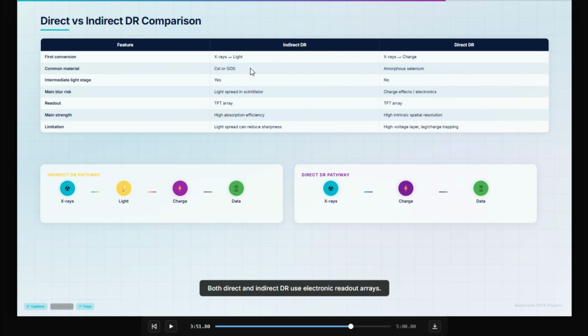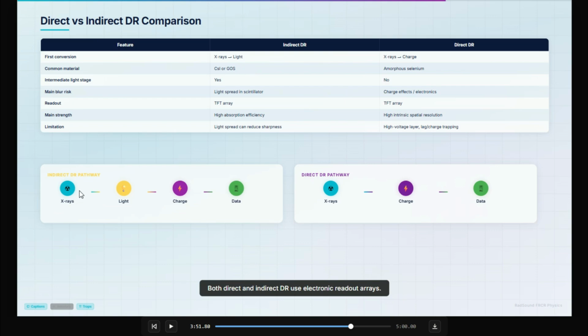So the main strengths: the indirect has high absorption efficiency, whereas the direct DR has high intrinsic spatial resolution because there is no light spread. For limitations, in the indirect, light spread can reduce the sharpness. For the direct, the high voltage layer, Mylar lagging, charge trapping, ghosting, and others. So these are the main differences.